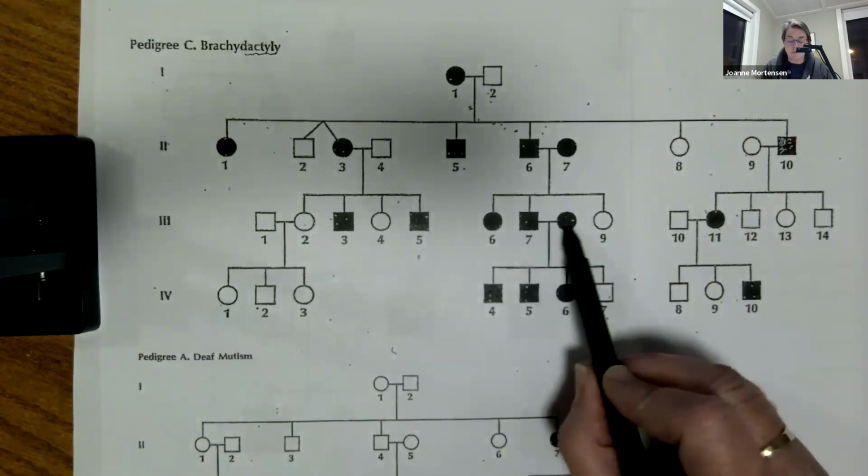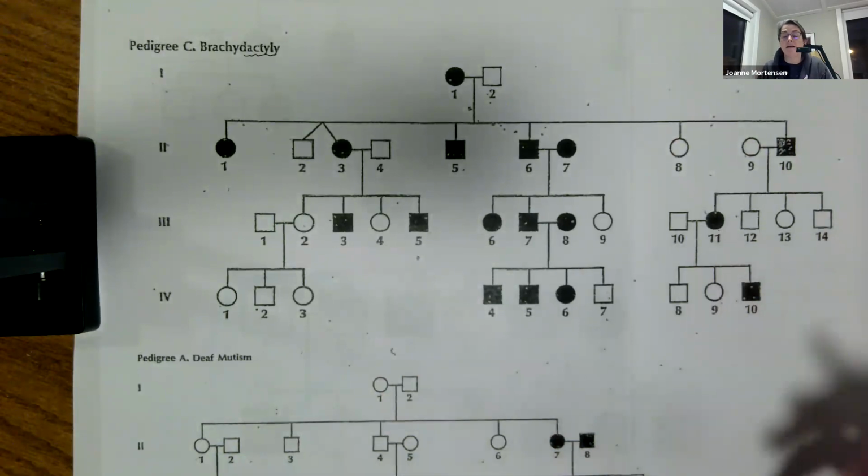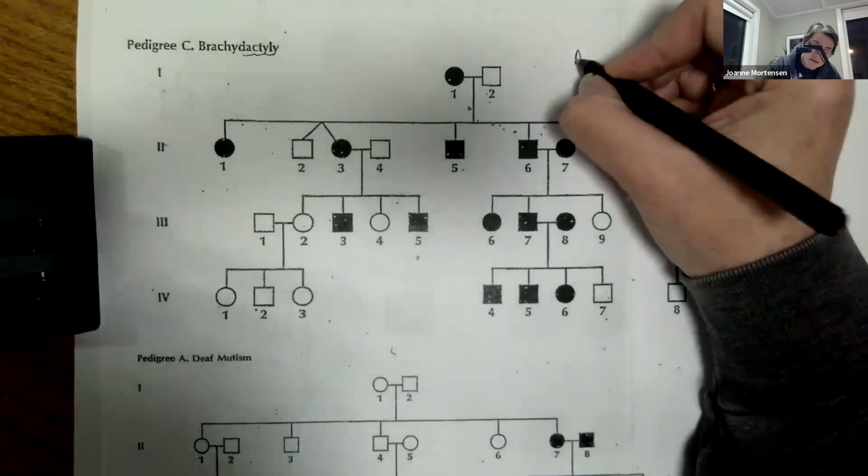Okay, because you can see here, both parents had it. And for example, here, only one parent had it. That's enough. So this is autosomal dominant.